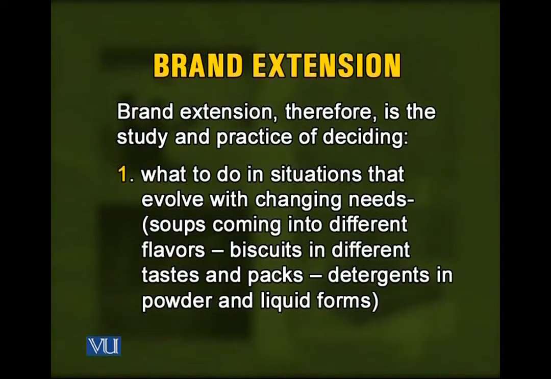The first situation, meaning responding to evolving needs, examples could be a soup manufacturer getting into so many different flavors. You, being the manufacturer, are selling a packaged cream of chicken soup, why should you not also start offering cream of mushroom or chicken corn, for example? If you are a manufacturer of biscuits, could you offer biscuits in different tastes and different packs? If you are into detergents, you're selling your detergent in powder, you may like to start selling that also in a liquid form.